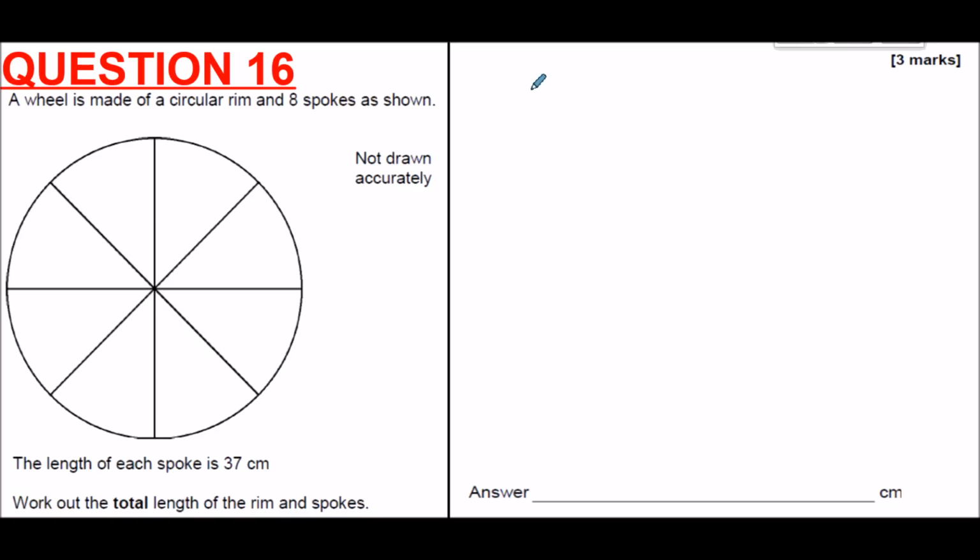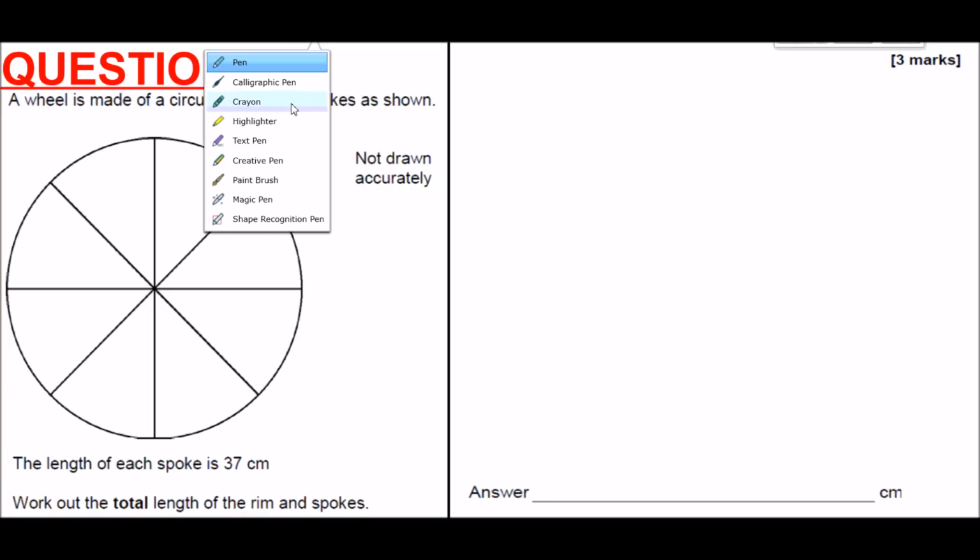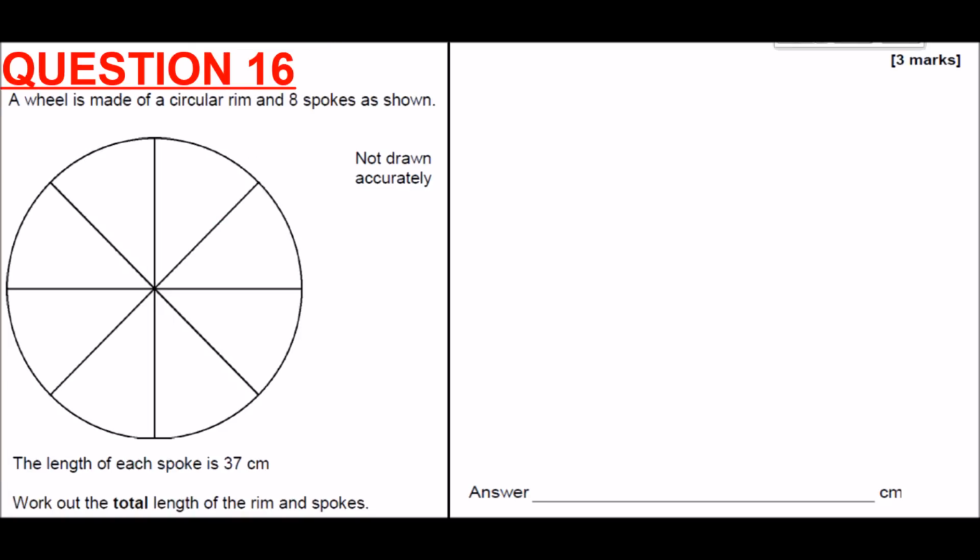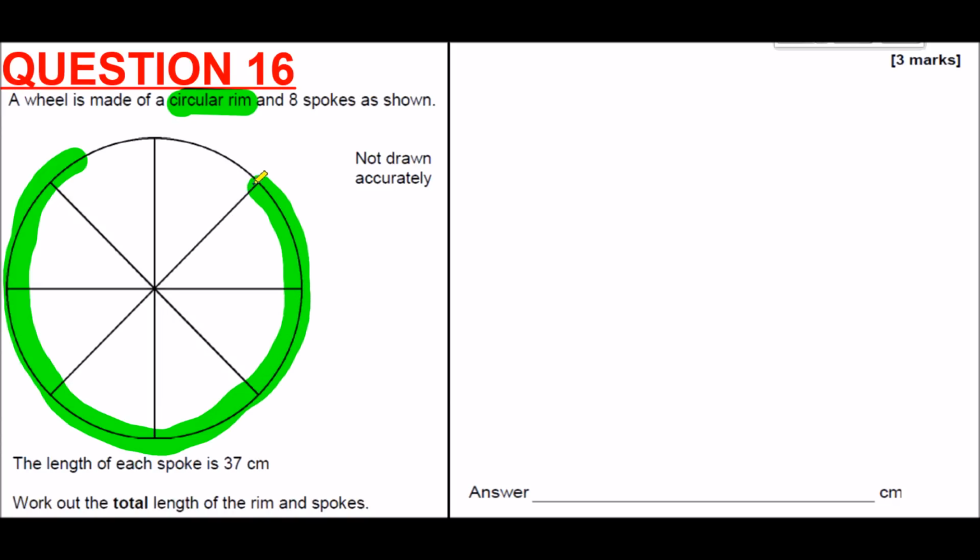Question 16. We've got a wheel made from a circular rim and 8 spokes as shown. The length of each spoke is 37 centimetres, and we need to work out the total length of the rim and the spokes. There's two different parts to this question. So first of all, this circular rim just means all the way around the outside of the circle. So I'm just going to highlight the rim part. The rim is just the outside part, which is circular, as it says. So that's the circular rim.